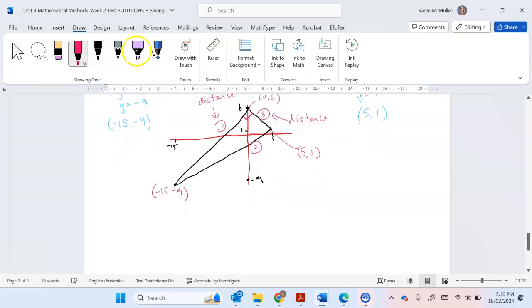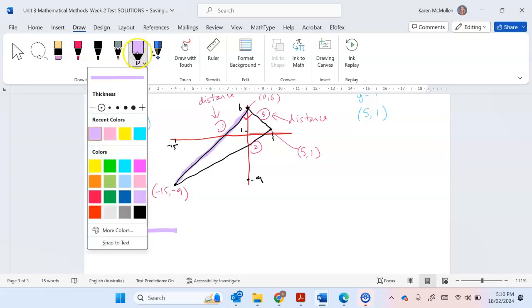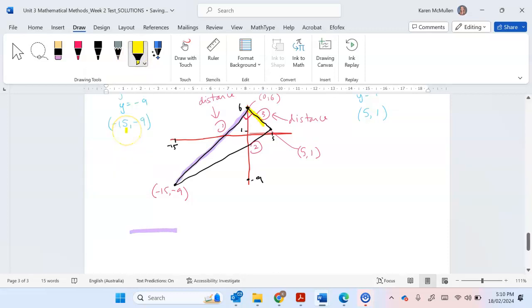All right, so I'm going to just highlight this one first. So that's the first line we're going to do over here. And then do the other one in yellow. So there's your yellow line over here. So we're going to do the distance between 2 points. So we've got negative 15, negative 9, and 0, 6. And the other one's going to be 0, 6, and 5, 1.